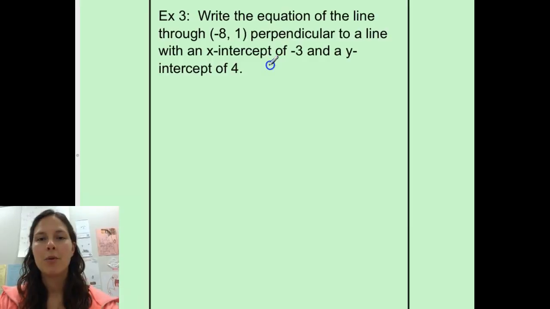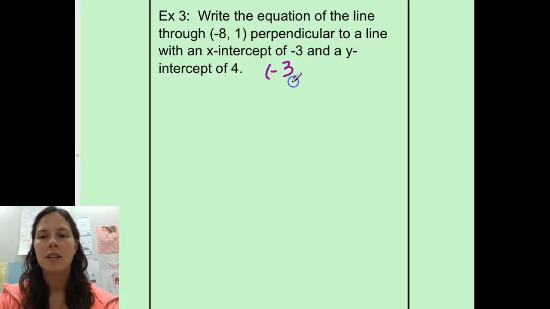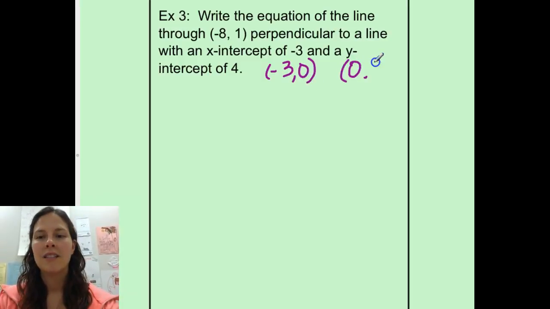Our final example, we are given the x-intercept and y-intercept of the current line and not the equation. All we need from the given line is the slope, so I'll start by rewriting those intercepts as ordered pairs. Y is 0 when you have an x-intercept. X is 0 when you have a y-intercept.